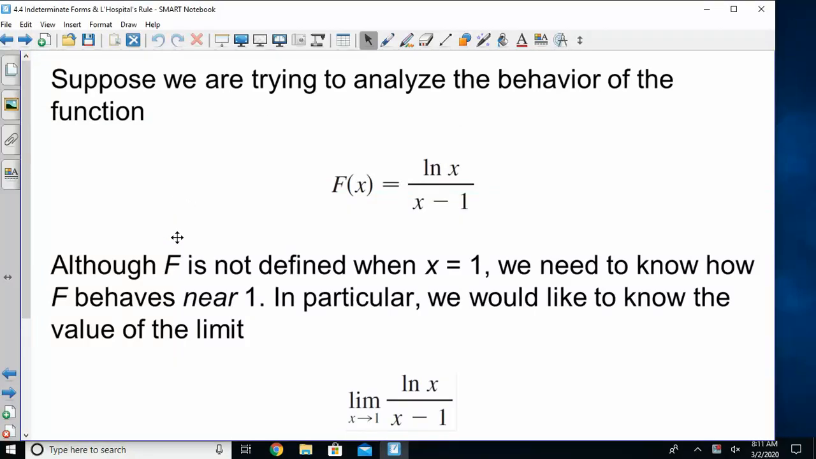So if I gave you something like f of x equals the natural log of x over x minus 1, we know that the function would not exist at 1, right? Because that makes the denominator 0. But if I were concerned with the limit, we would still need a way to evaluate the limit there.